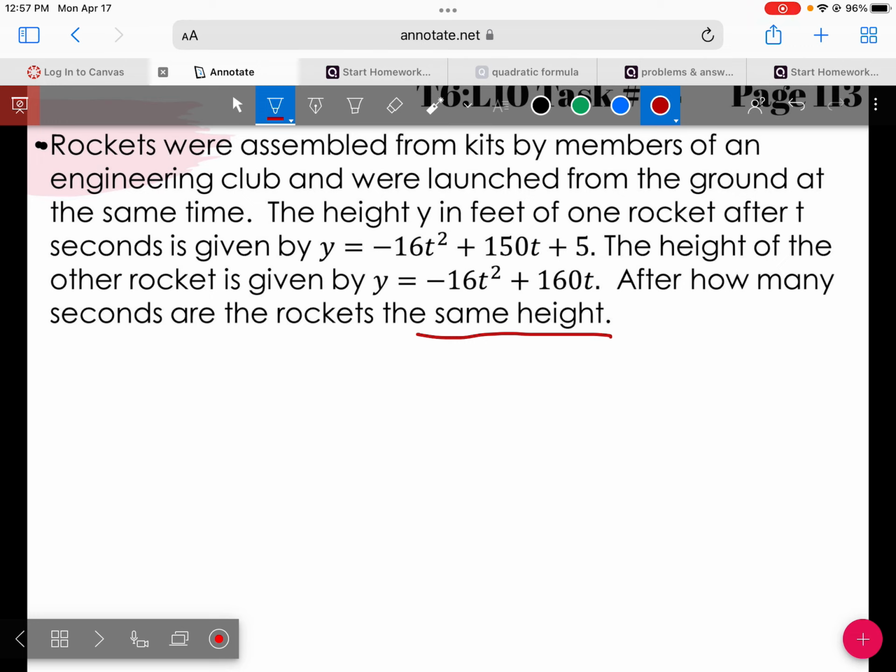We want the heights. After how many seconds are the rockets the same height? Haley said it's when the height is the y, right? Y is your height, and if we want them to be the same, guys, listen, we don't know what that height is, but we know it's going to be the same. So what could I do with those equations?